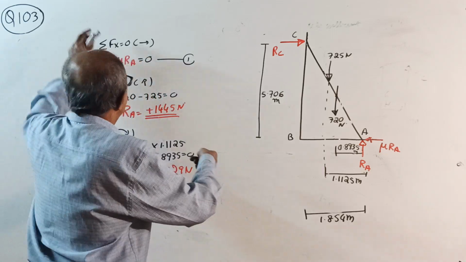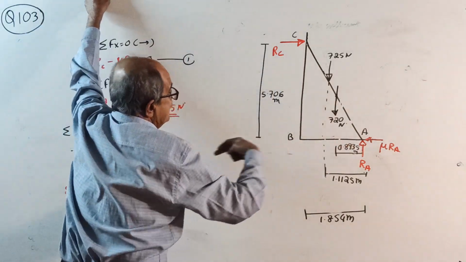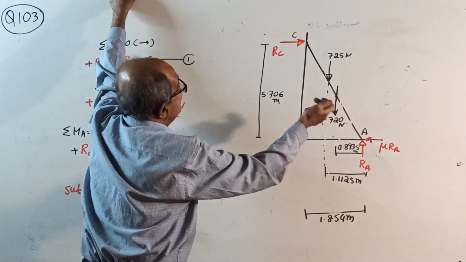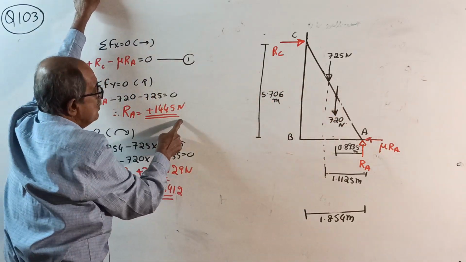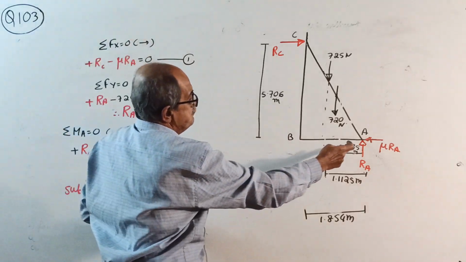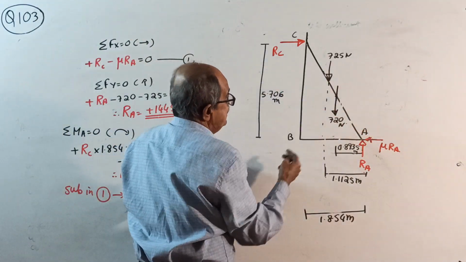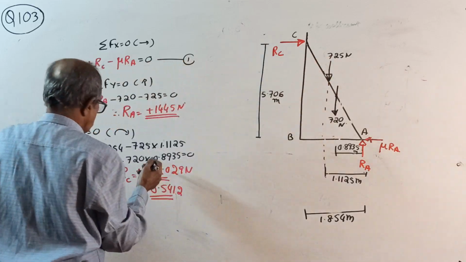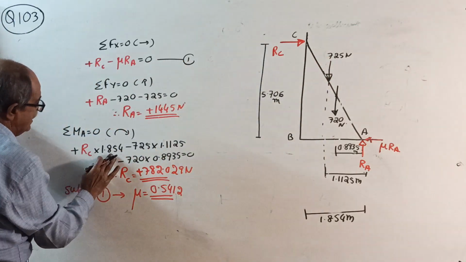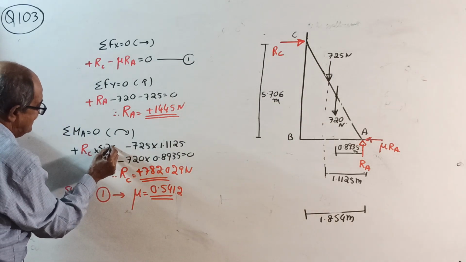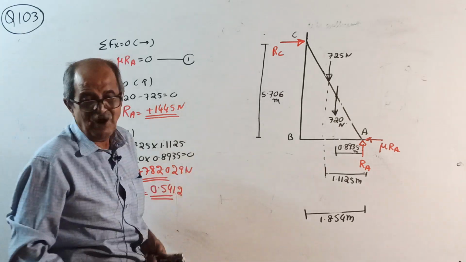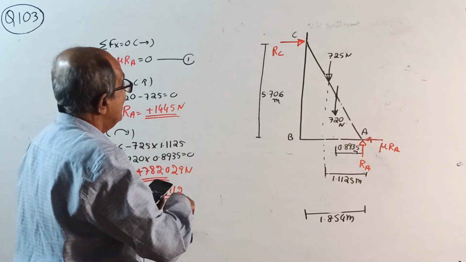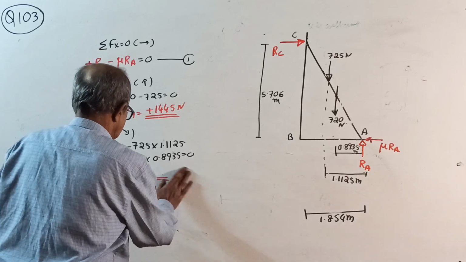See. Sigma Fx equals 0: plus RC minus mu RA equal to 0, equation 1. Sigma Fy equals 0: plus RA minus 725 minus 720 equal to 0, RA will come. Take moment about A, clockwise positive: plus RC into 5.706. By mistake I entered a wrong distance there, but I could make out, since I had some doubt about that answer. RC into 5.706, RC will come.